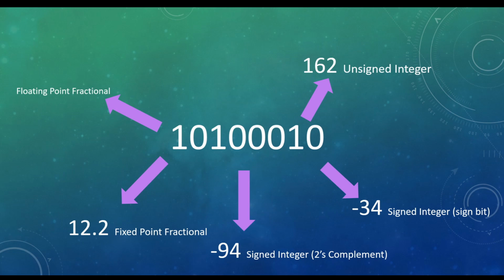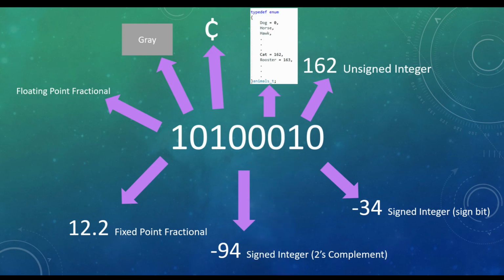And by the way, nobody does 8-bit floating point, but this is just an example. Now the thing is, it's not necessarily even a number. For example, it can be this gray shade if you are using 8-bit grayscale, or if you are using 8-bit ASCII, it can be the cent sign. And you can even define your own meaning, and that's what an enum is. And in this case, it means a cat.